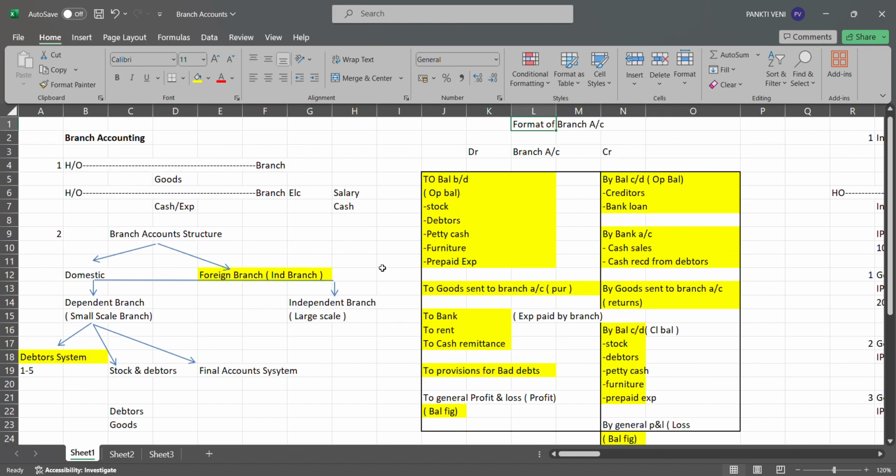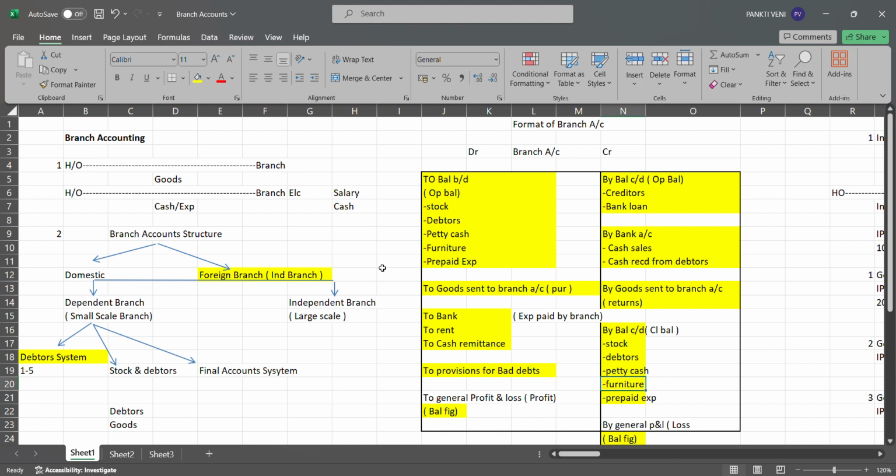Now coming here, I have prepared a format. You have a branch account, which is usually a ledger type of account that you are supposed to prepare. You have opening balance and closing balance. Opening balance of stock, debtors, petty cash, furniture, prepaid expenses. Closing balance of creditors, bank loan. Whatever you have under opening, you will have under closing too. If the closing balance is not given, you can calculate it, for example if the debtors closing balance is not given.